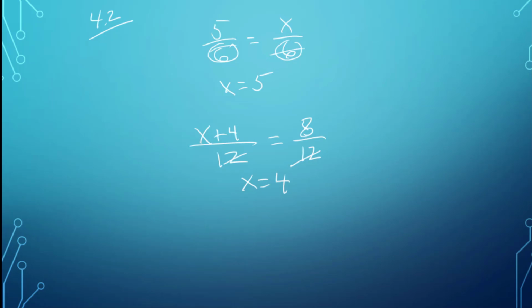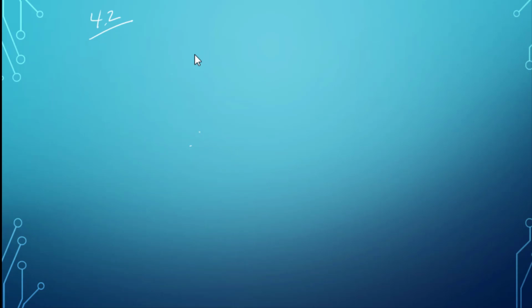So let me erase this and get a clean board. So now let me do x over 7 equals 3 over 4. Okay, this one's a little bit hard. I don't know what to multiply 4 by to get to 7. Let me just show you what I can do. I can multiply this side by 4 over 4, and I can multiply this side by 7 over 7. And that's going to give me a least common multiple of 28.